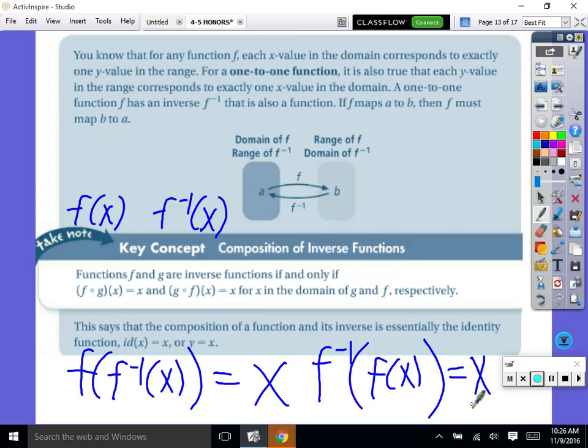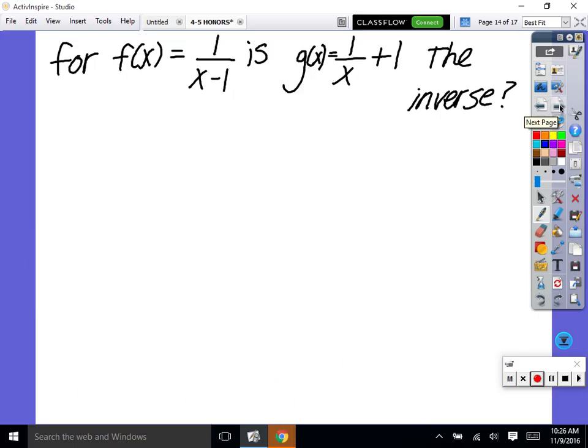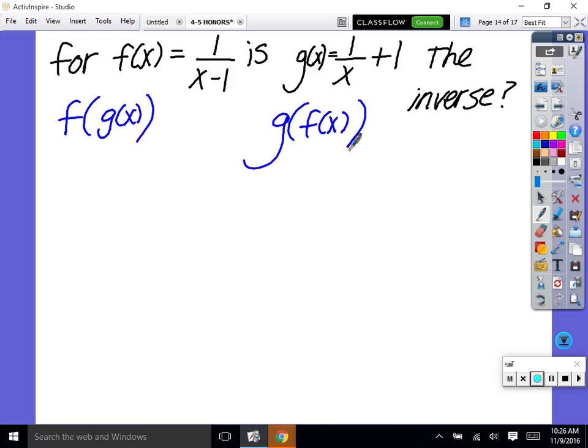So let's practice. Here we go. It says f of x equals 1 over x minus 1, and g of x equals 1 over x plus 1 is the inverse. Algebraically show me. So what you'd be doing is, I'm going to algebraically do f of g of x, and I'm also going to do g of f of x. I'm going to simplify both of those, and if we get x, then yes, they were truly inverses. If you don't, then no. Ready, go.